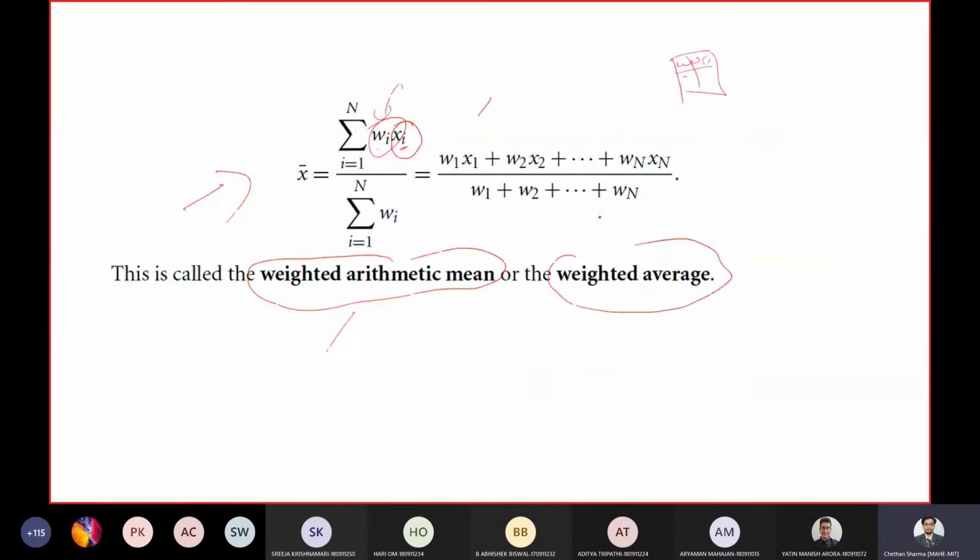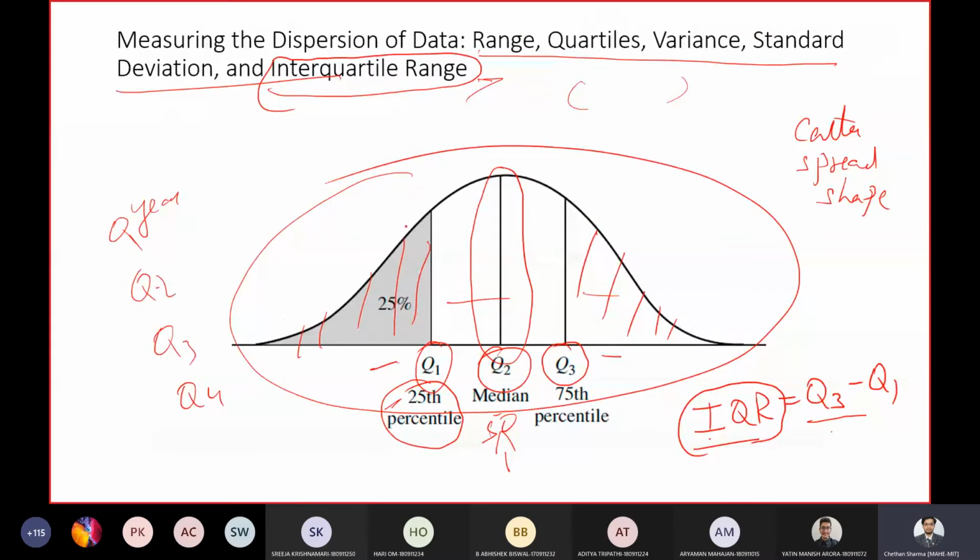So the IQR for that particular range is Q3 minus Q1. Q3 is the ninth value, that is 63. Q1 is 47, that is the third value. So IQR will be 16, that is $16,000.